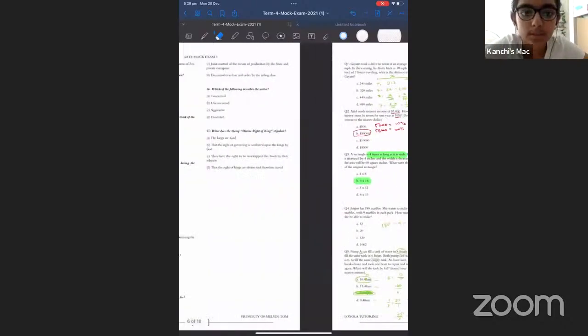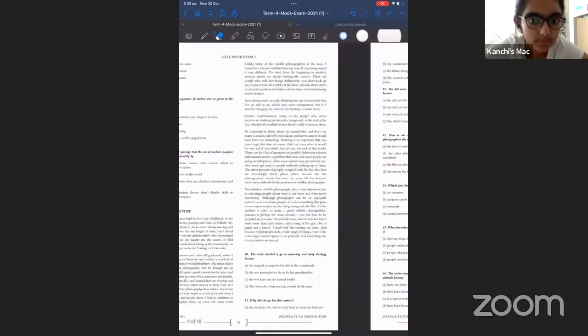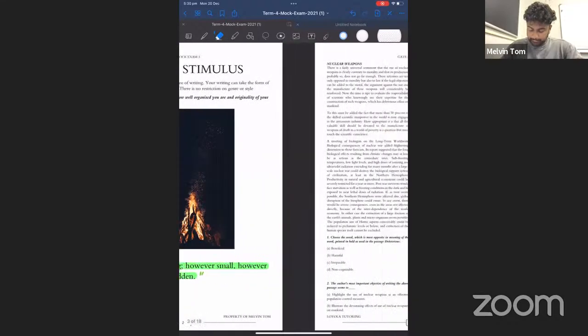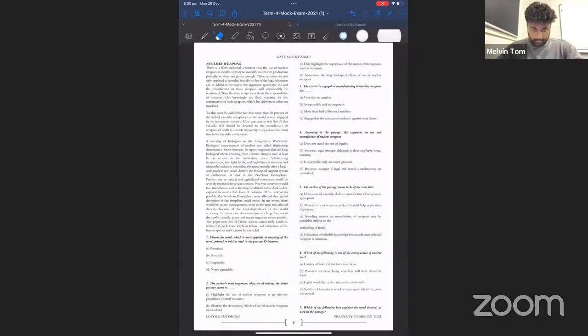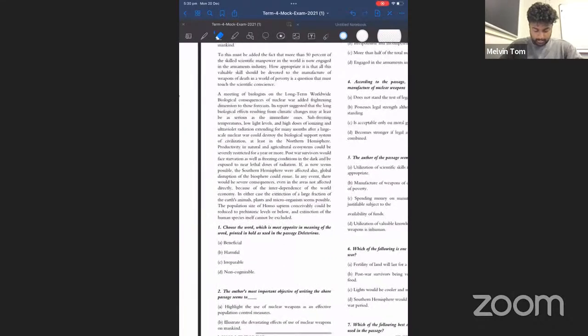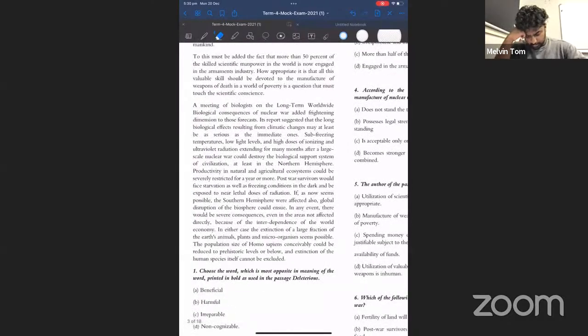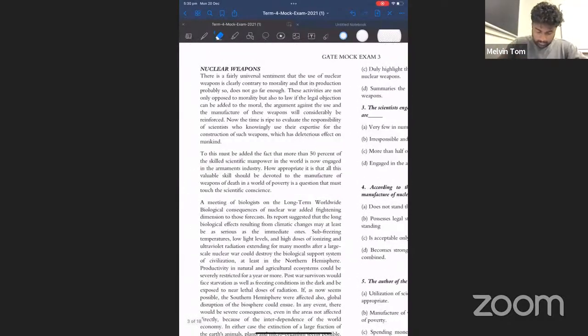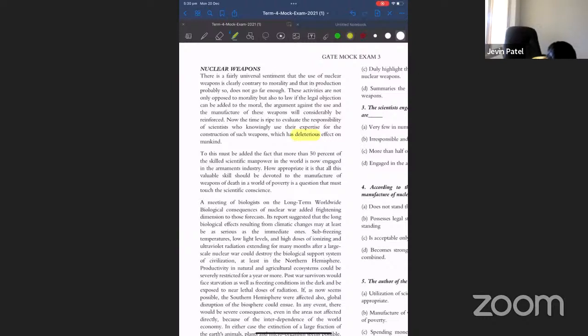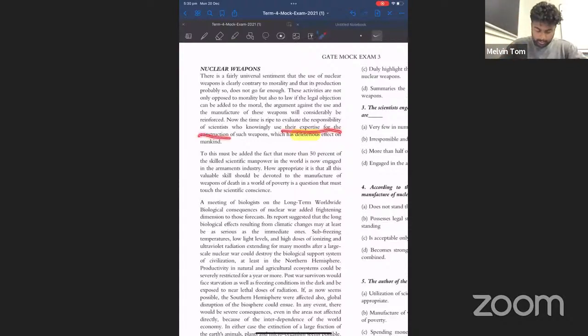The first topic. Yep. All right, let's take a look. Question number 1: choose the word which is most opposite in meaning to the word printed in bold in the passage, deleterious. Now, the time is ripe to evaluate the responsibility of scientists who knowingly use their expertise for the construction of such a weapon which has deleterious effect on mankind.